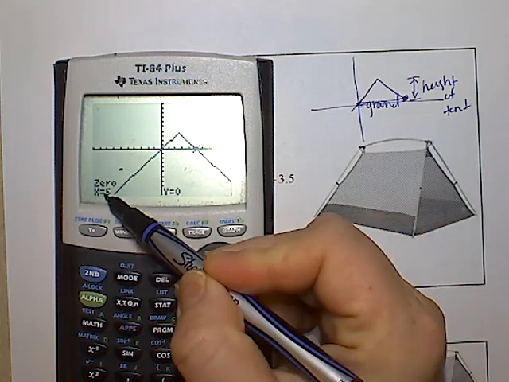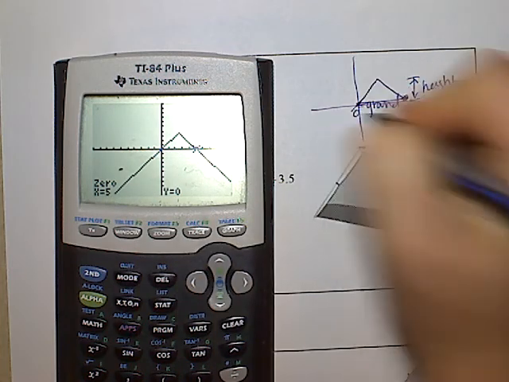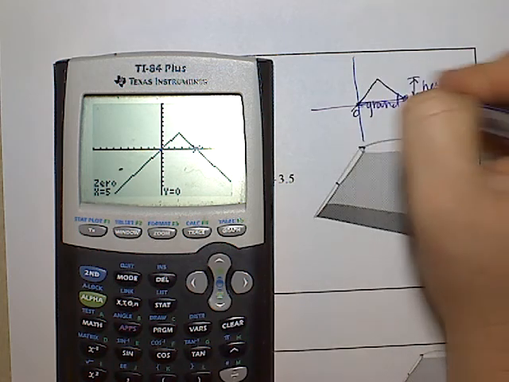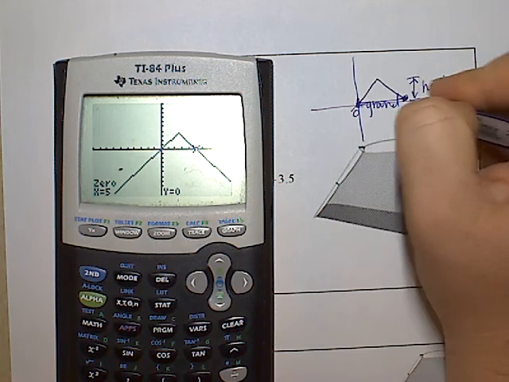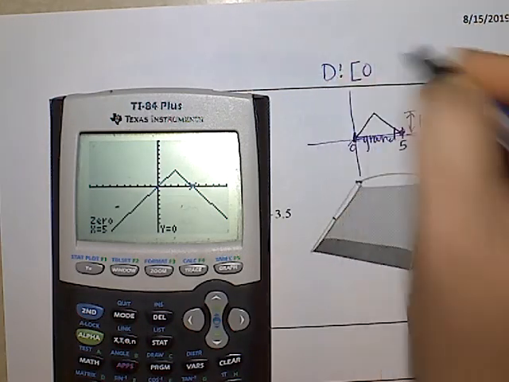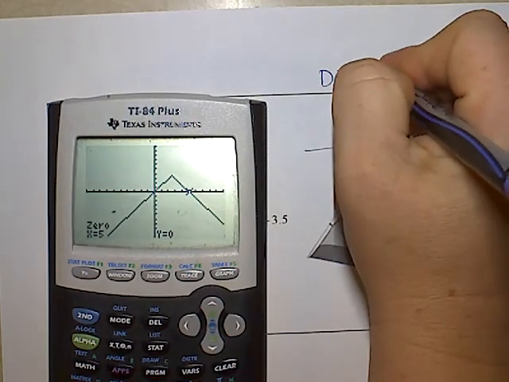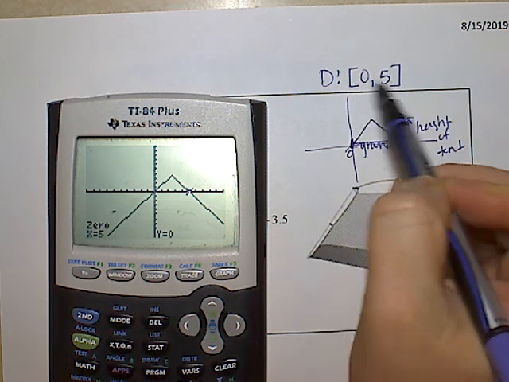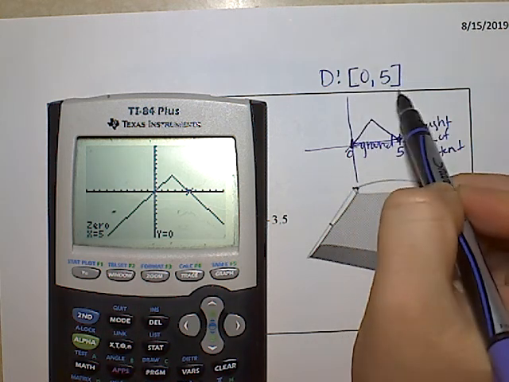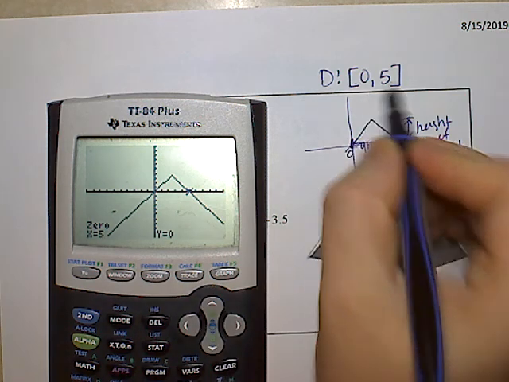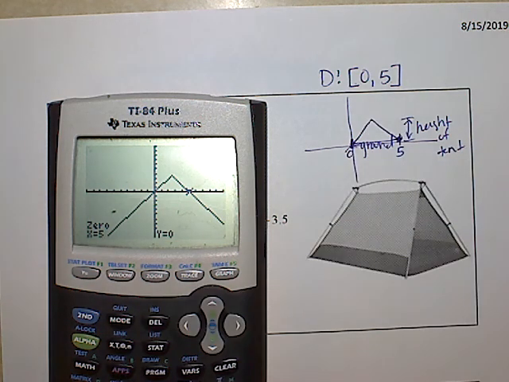So this point right here is 5. So I'm going to put a 5 here, and here's a 0. What does that mean? That means the tent is at 0 and the tent is at 5 on this graph. So my domain, because it's at 0, I'm going to include 0, and I'm going to include 5. It's from 0 to 5, and it includes those points, and that's why we have brackets. That is the width of the tent. So when you're interpreting the domain, it is the width of the tent in terms of feet.